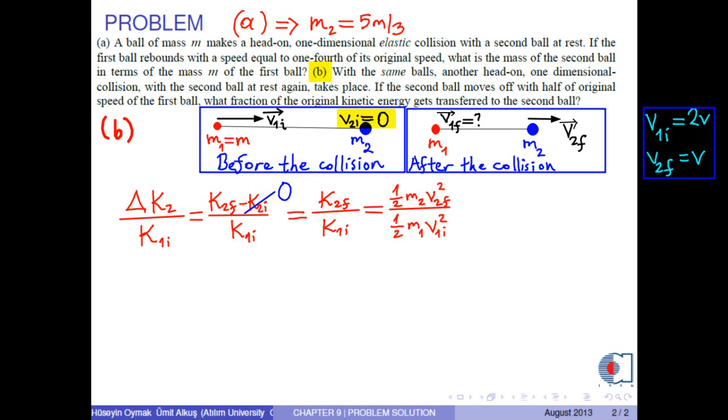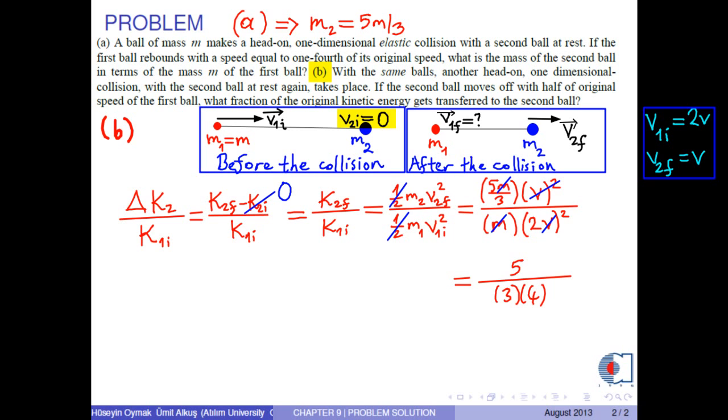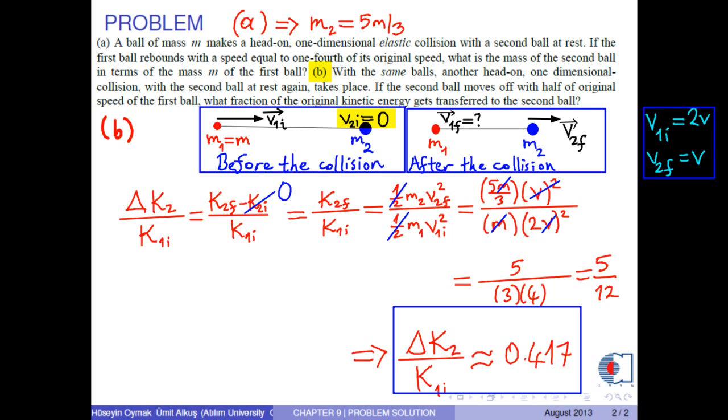With their formula, we can write 1/2 m2 times v2f squared for the final kinetic energy of the second ball, and 1/2 m1 times v1i squared for the initial kinetic energy of the first ball. Here, the 1/2s are cancelled. m2 is 5m over 3 as we have found in part A. v2f is v. m1 is already m. And v1i is 2v. Here the m's are cancelled. Also the v squareds are cancelled. Finally, we obtain 5 over 3 times 4, or 5 over 12. As a result, we obtain approximately 0.417. This is the fraction of original kinetic energy which gets transferred to the second ball.